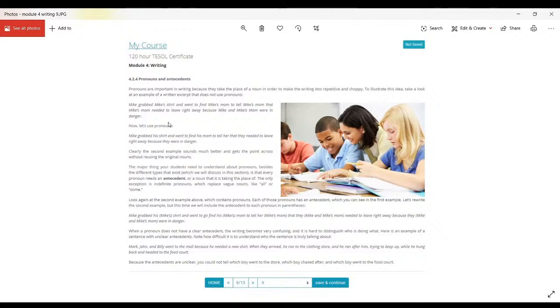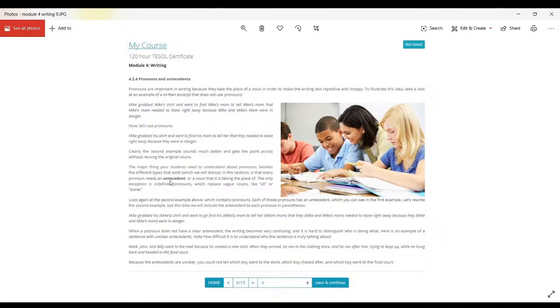Okay, so we can see that it's quite repetitive, no, and choppy. So now let's use pronouns. Mike grabbed his shirt and went to find his mom to tell her that they needed to leave right away because they were in danger. Okay, so clearly the second example sounds much better and gets the point across without reusing the original nouns.